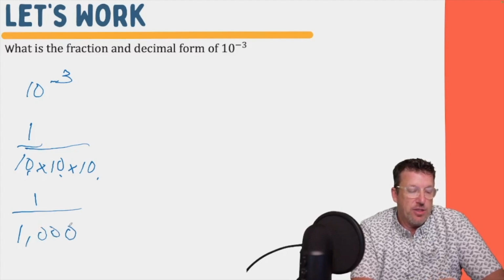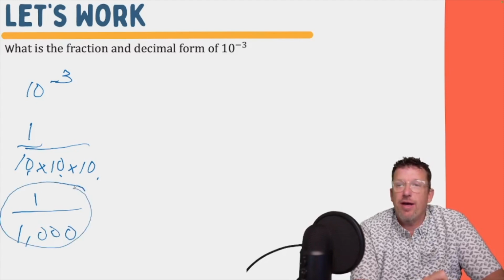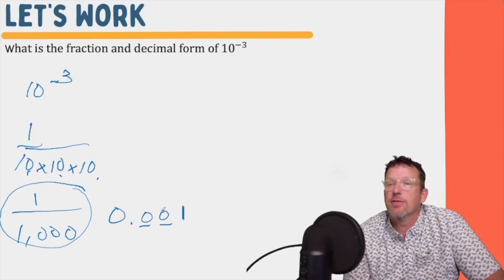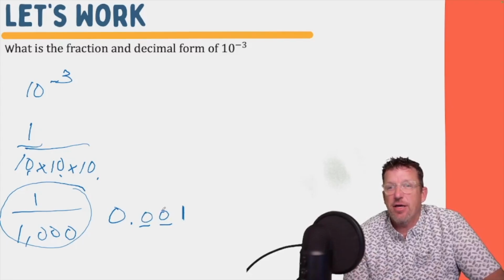Now let's say this in words. 1/1000th, because we got to get the decimal form. Here's our whole. Here's our tenths, hundredths, thousandths. And those two spaces get zeros. It's that easy, y'all. I know you can do it.